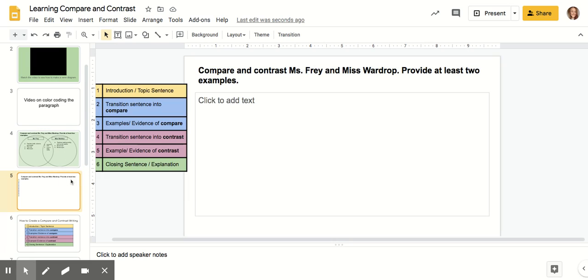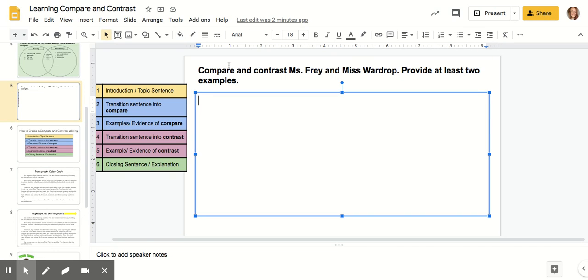So on the next page, here is where I'm going to write my answer. Again, the question's up here, and over here is my rubric on the side. I know that with any kind of writing, I need an introduction or a topic sentence, something that lets us know what we are going to be writing about. To create that, I'm going to pull a lot of words from our question. So we know that compare means the same and contrast means different.